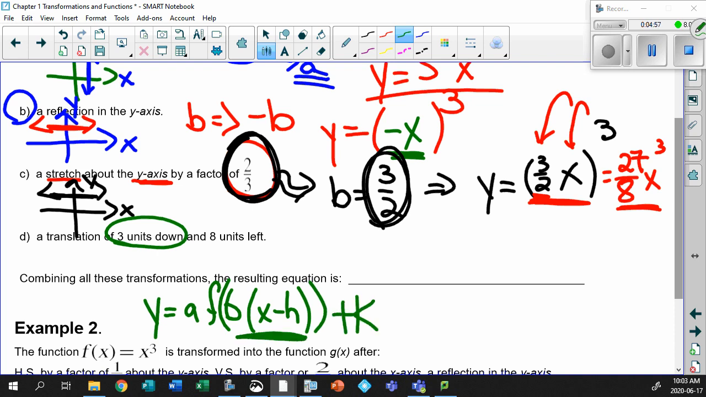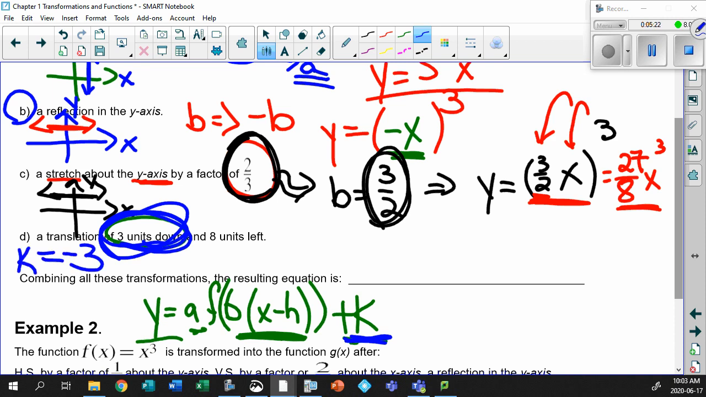There's emphasis on the x. There's your horizontals. Everything else is going to be vertical. Okay, so here we go. Watch this. That means if I'm going down, I'm actually going vertical, right? Okay, so with that in mind, I'm dealing with this k value. So that means a translation of 3 units down means my k value equals -3, right?